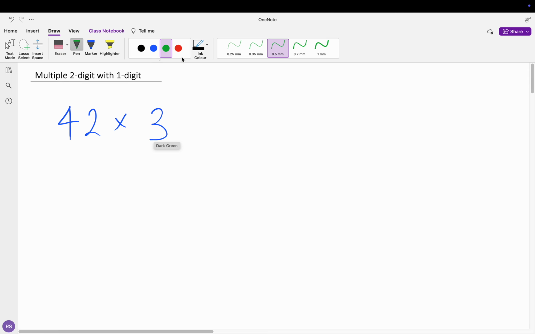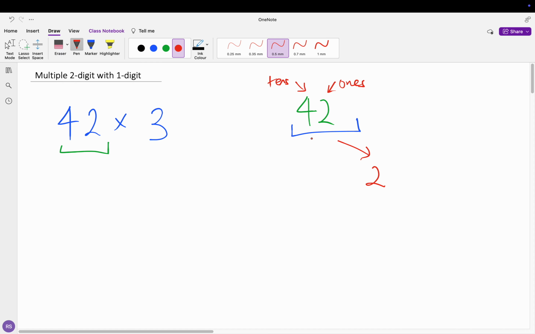Alright, so the first method is we take the 2-digit number and split it up into its ones and tens. So 42 can be split up into its ones and tens. The ones is 2, so this is the ones digit and this is the tens digit. The tens place value number is 4, so for tens you have a value of 40. Okay, because 40 plus 2 gives us 42.